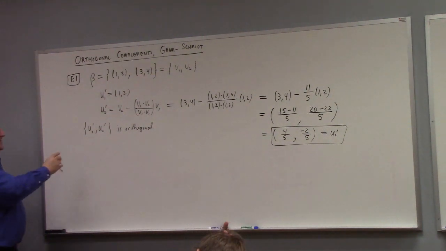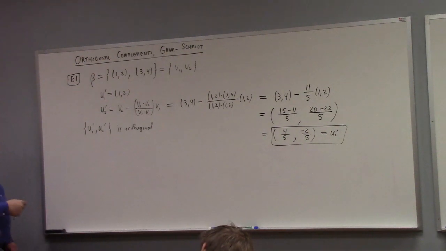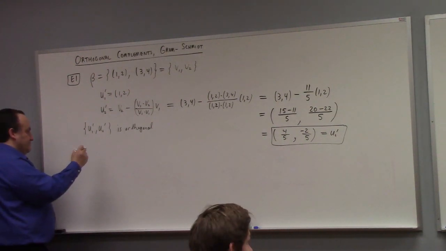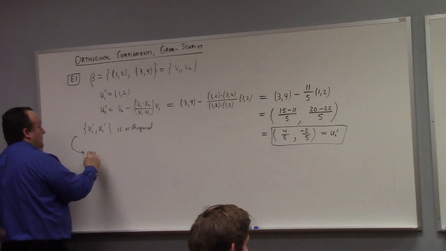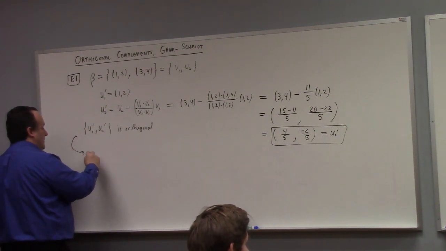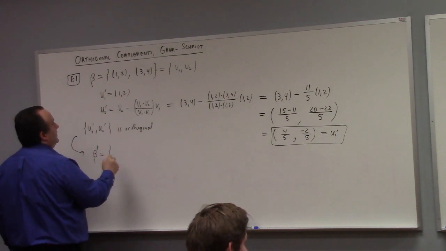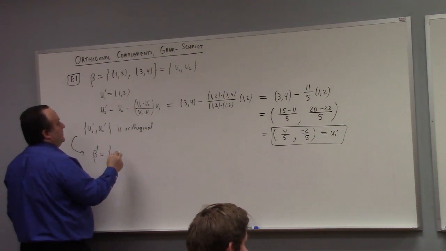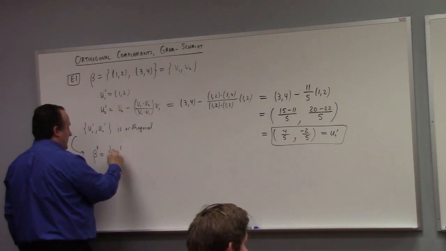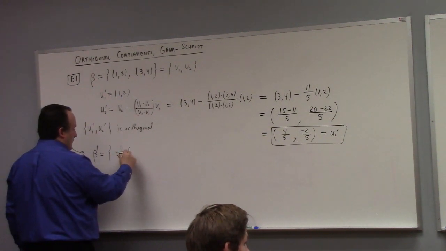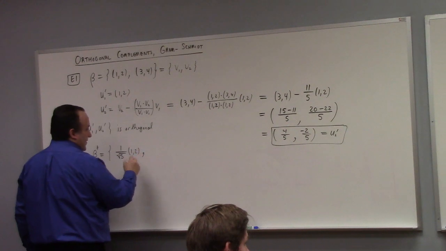So anyway, u1 prime, u2 prime is orthogonal, but it's not orthonormal, so we're not done yet. How do we normalize? Well, beta double prime. All right, so what's the length of (1, 2)? Square root of 5, right? So I do 1 over the square root of 5 times (1, 2).